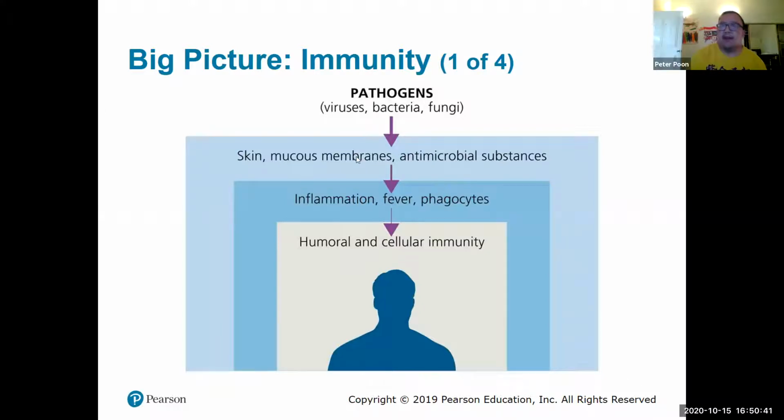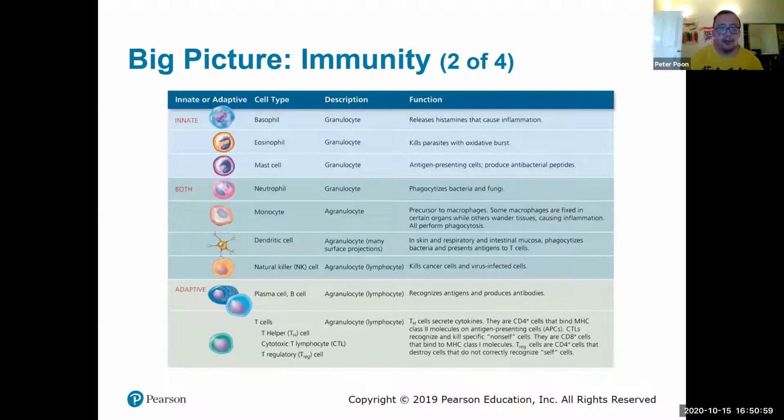If they ever get past this first line, they encounter the second line of defense, which is inflammation, fever, phagocytes. All of these are again non-specific. And then finally we hit the third wing, which is the humoral and cellular immunity. So here are the cells that are involved.